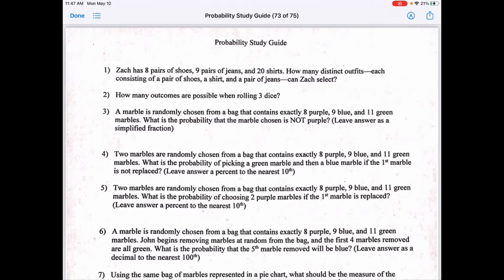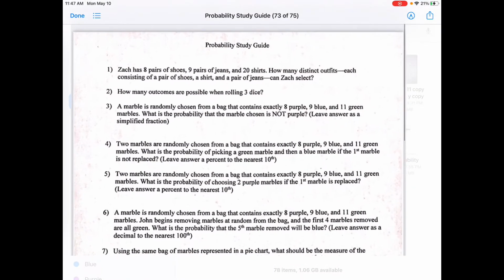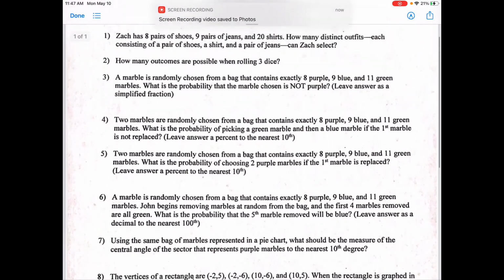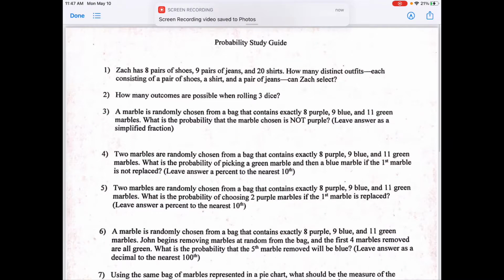Okay, we're going to go over the 10 questions on your probability study guide. Your test will be very close to this. It'll be 10 short answer questions. Okay, so number 1 and number 2 are fundamental counting principle questions.